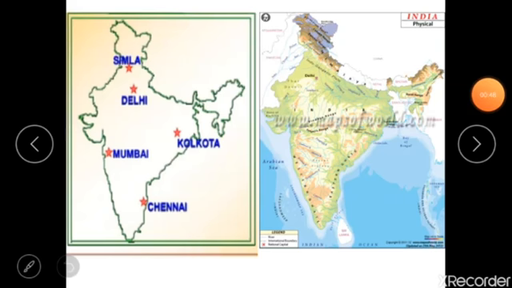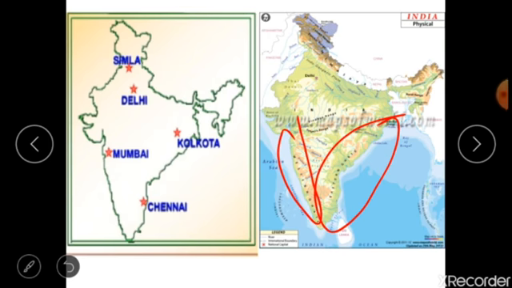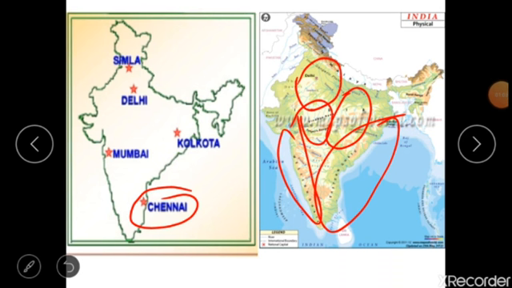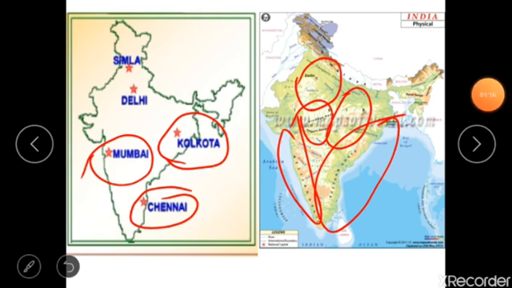Taking the example of India, this is the coastal region. It experiences less heat while the interior is more hot. This is Chennai, which is located on the coastal region. Kolkata, Mumbai, etc. are located on the coastline. So they are less hot or they have a stable climate.